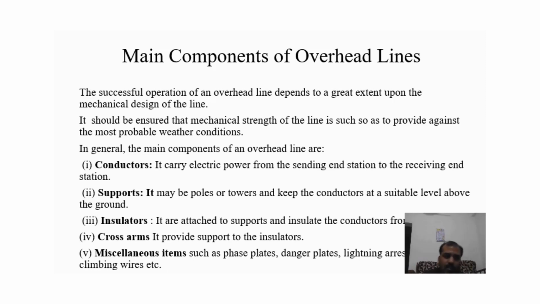The fourth one is cross arms. The main function of the cross arm is to support the insulators, and there are various miscellaneous items like lightning arrestors and anti-climbing wires.